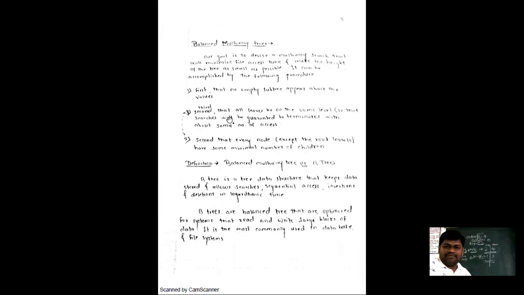Now, balanced multi-way trees. So our goal is to minimize the file access time. Is the PDF visible to all clearly? Yes, sir. Obviously it will reduce the file access time. After that, we consider the height of the tree as small as possible, or we are trying to reduce the height of the tree by considering this multi-way search tree concept. So this is the main goal.